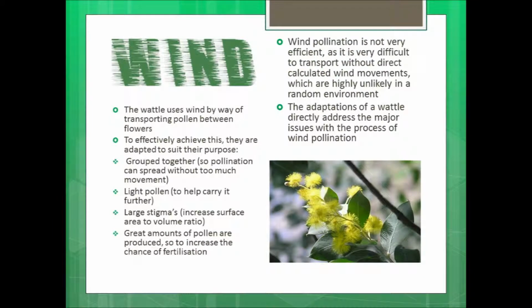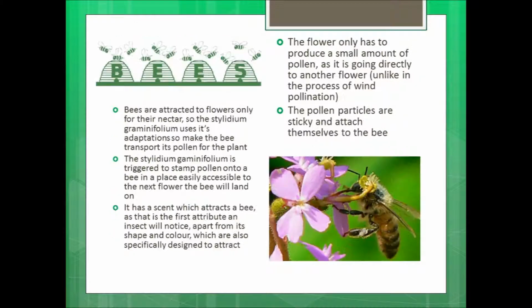Wattles produce pollen in bulk and have a very large stigma, for the reason that they have their pollen fertilized by way of wind movement. As well as this, the light weight of the pollen makes it easiest to be carried onto the next flower.